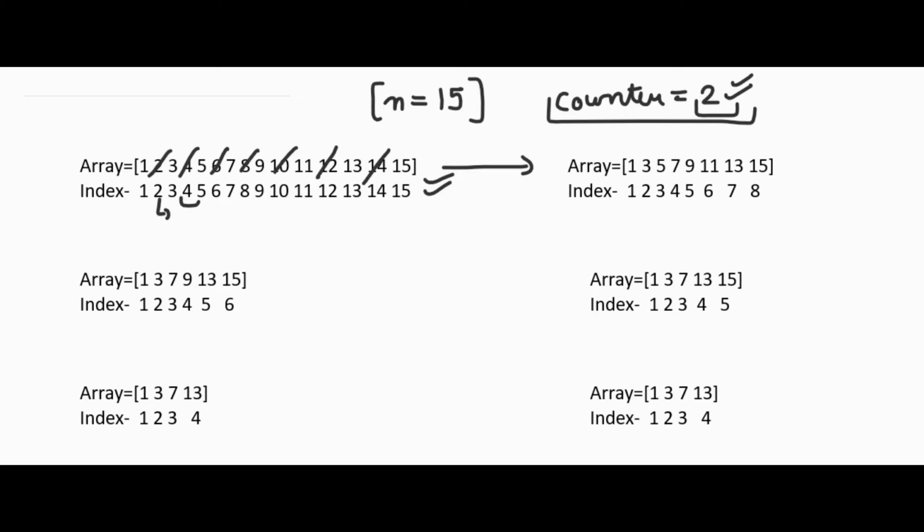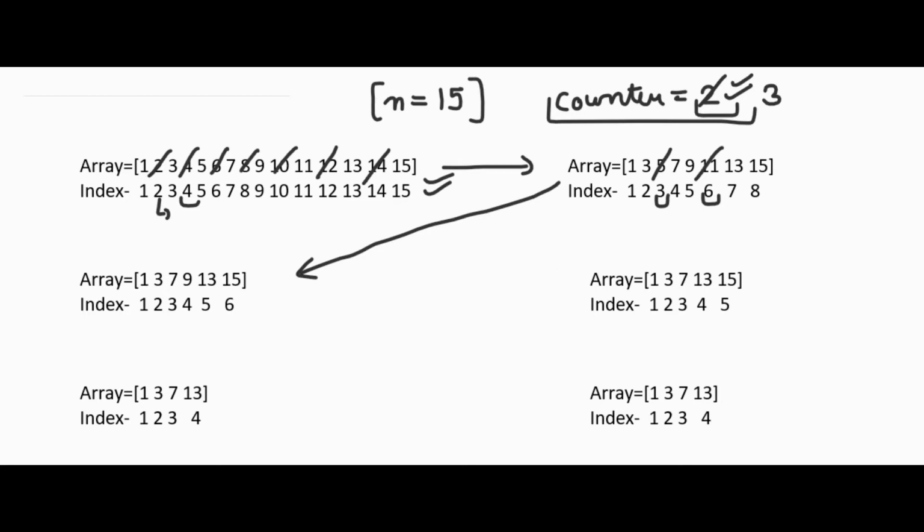Now the indexes of these numbers change because the array only consists of 8 numbers, so we have 1, 2, 3, 4, 5, 6, 7, 8. In this array, we have to delete every third number. So we will increase the counter value. It will become 3. That means the indexes which are divisible by 3 will get deleted. That means 5 will get deleted, 11 will get deleted. The array left after deleting every third element is 1, 3, 7, 9, 13 and 15.